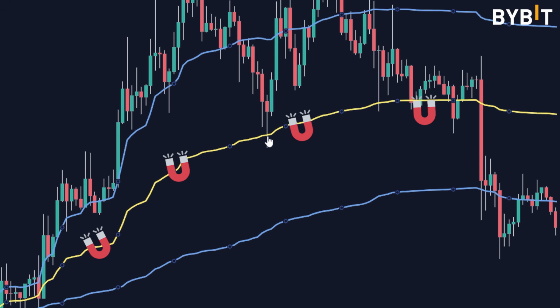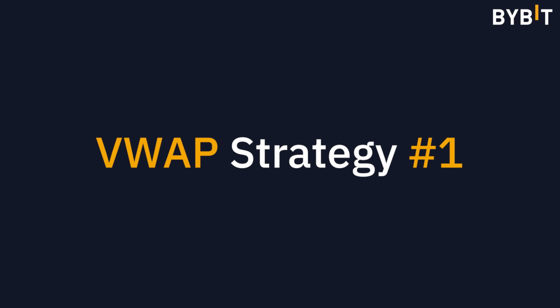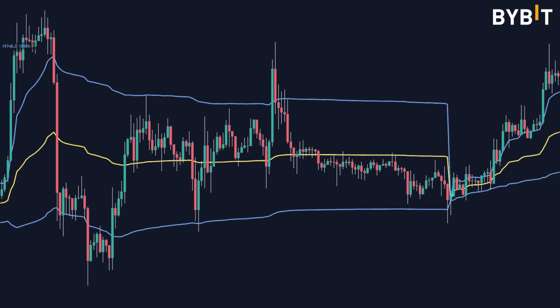So we're going to use this yellow line as a take profit level because it'll be that magnet and that attraction for prices. VWAP can be used on any charting time frame, any style of trading. It is versatile with regards to day trading. You can use it in swing trading or even longer term trading. There's two different ways that we can incorporate a strategy around VWAP.